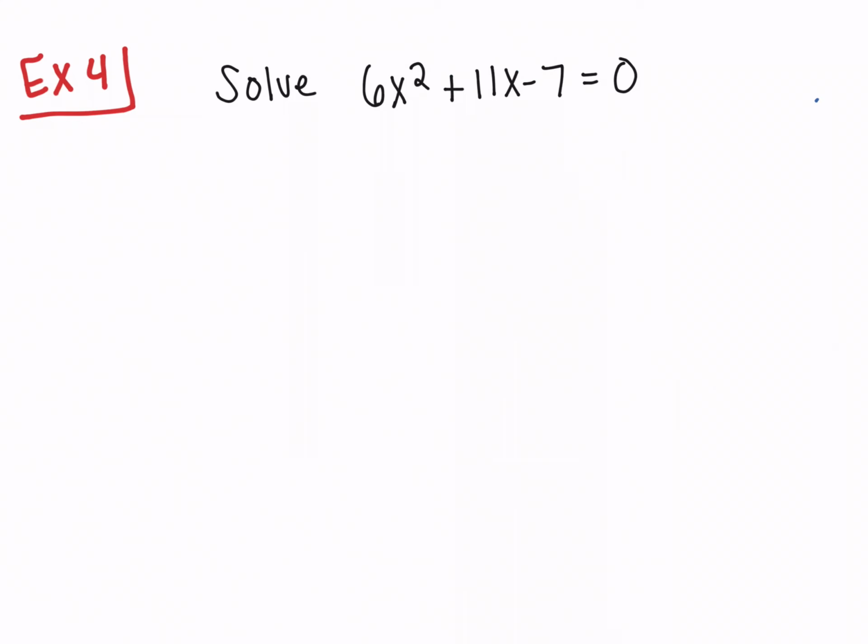We could have 1 and 6 or 2 and 3. We always want to start with the ones closer together, so I'm going to start with 3 and 2. Now over here, I need to multiply to a negative 7, so that's not too bad. Since 7 is prime, it could be positive 1, negative 7, or negative 1, positive 7. I'm just going to pick one.